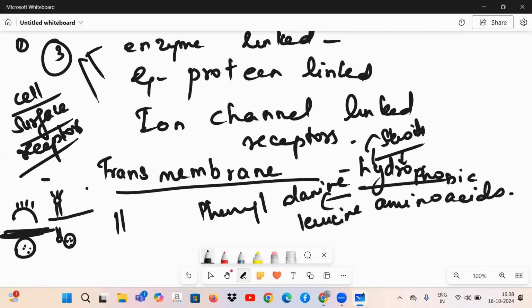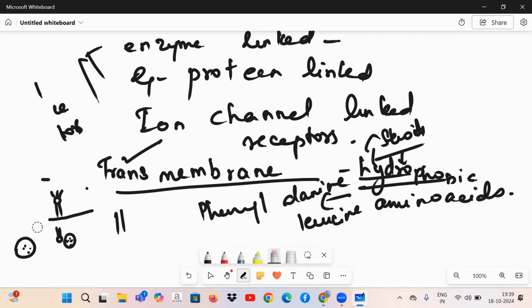On the other hand, hydrophilic molecules like cytokines, neurotransmitters, and so on cannot penetrate the membrane due to their hydrophilic nature. So they have to use either a transmembrane protein or a cell surface membrane protein to catalyze their reaction. Is that okay? So these are the three different types of cell receptors.